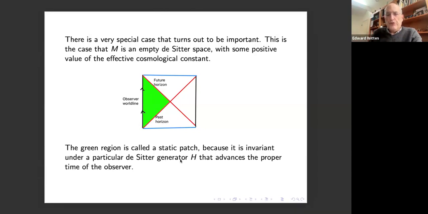So from the observer's point of view, the conjugate to this H can be thought of as time. You could think of it just as the proper time on the world line. And in that time coordinate, the static patch is time independent with H as its Hamiltonian. So the green region is therefore called a static patch.